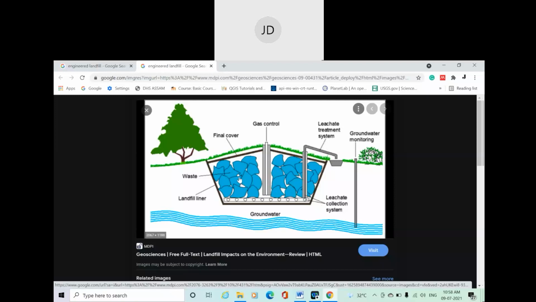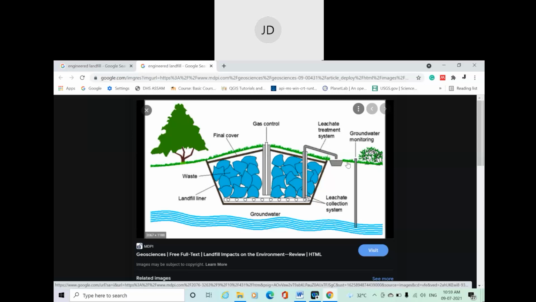These are the waste. This black boundary is known as the landfill liner. It is basically compacted soil or geogrid used as an impervious layer to prevent contact between the inside environment and the outside environment. This is the final cover provided at the top. This vertical pipe is for collecting gases. Yeah, this is a leachate collection system.